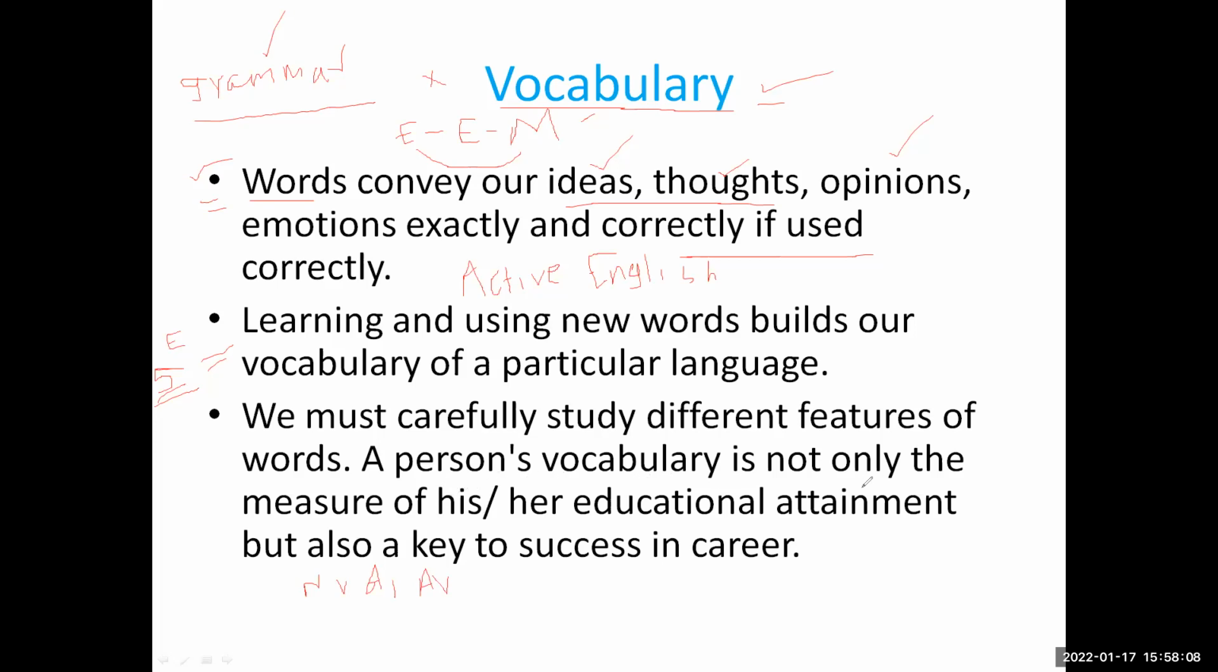A person's vocabulary is not only the measure of his or her educational attainment, but also a key to success in career. So it is important, okay? You just need to understand that you have to work on your vocabulary. It is very important, as you want to express your thoughts, tell something, or write something. If you are rich in vocabulary, it becomes easier for you, and your educational attainment as well as your success in your career will be based on your vocabulary. I hope that it is clear to everyone. Are you able to get me?